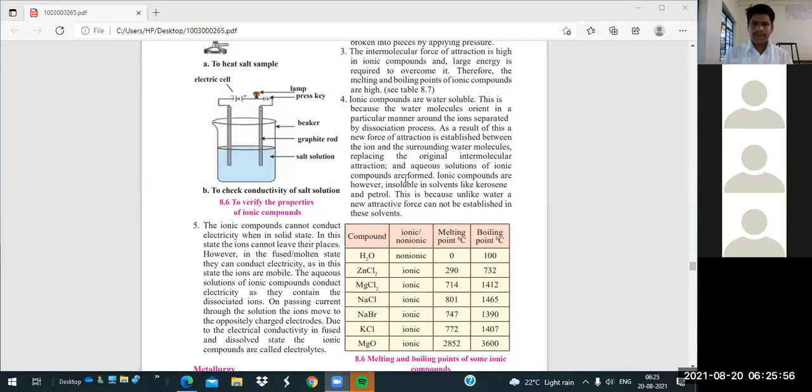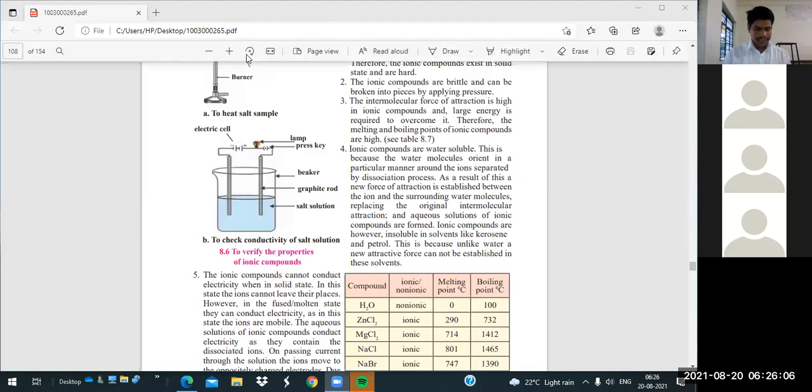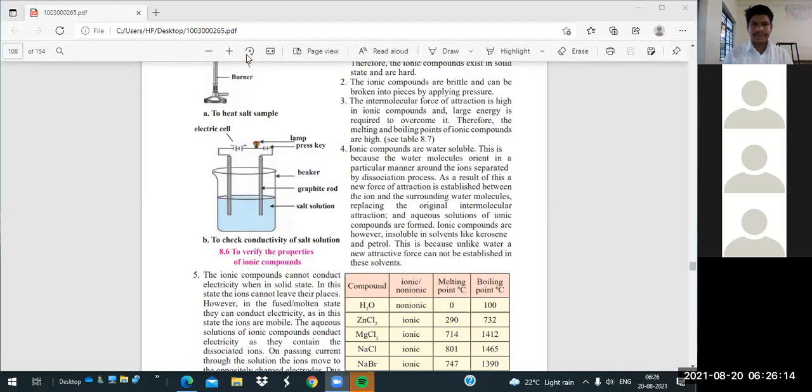Now a very important topic that we have to learn. Our lesson name is metallurgy. Who will tell me what metallurgy means? Have you heard this word before, or are you hearing it for the first time today? Can anybody tell me about metallurgy?